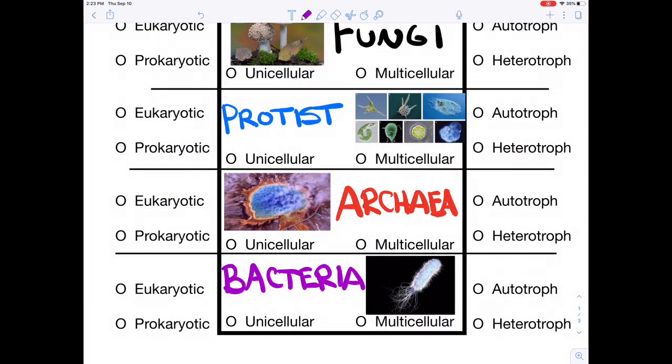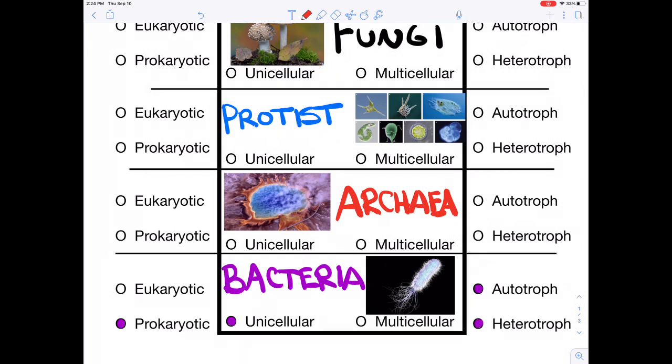Our first kingdom of life that we come to are the bacteria. There's a nice picture of a bacterium right there. So we're going to talk about the different ways that a bacteria is classified. A bacteria is classified by its type of cells, which is prokaryotic, meaning it does not have a nucleus. They are also classified by their number of cells. Bacteria are unicellular, single-celled organisms. And then finally, bacteria are both autotrophs and heterotrophs. Some of them create their own energy, others have to absorb their energy.